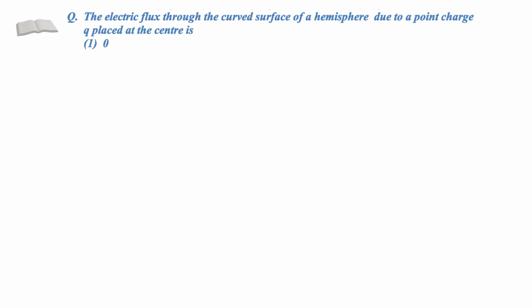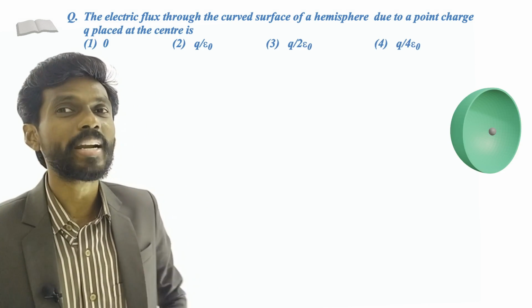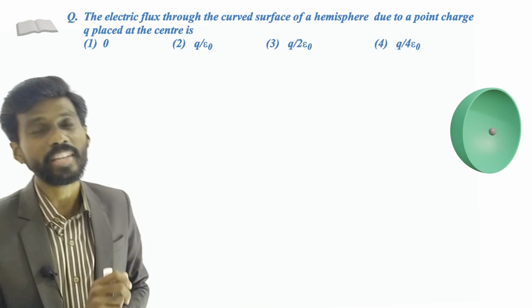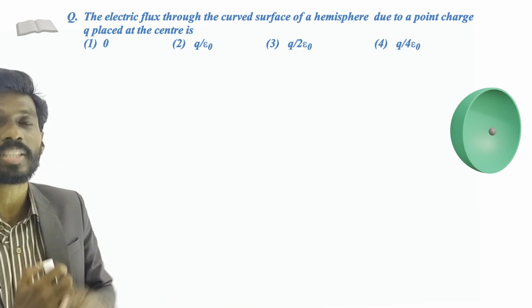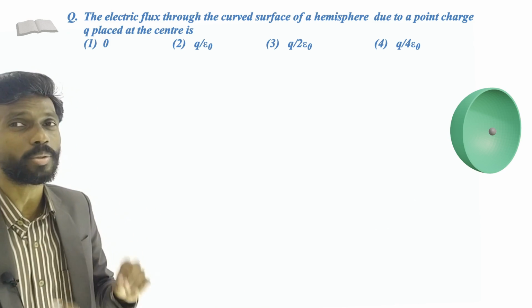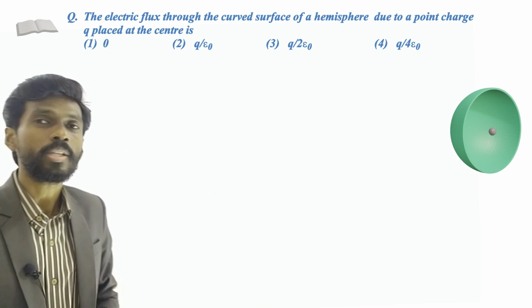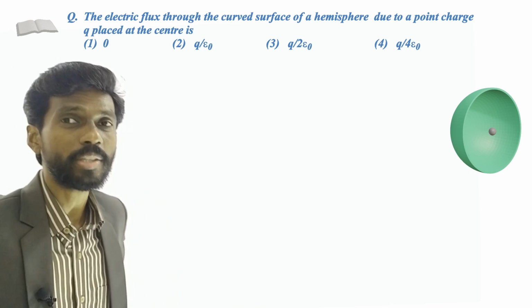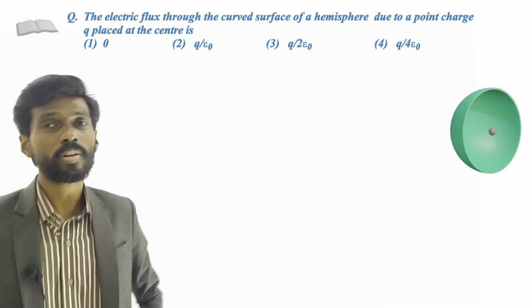The electric flux through the curved surface of a hemisphere due to a point charge q placed at the center is, here also we have a hemisphere, but unlike the last question, here the electric field is not uniform. The electric field lines are not parallel to each other like in the last question. So here we have electric field due to a point charge Q placed at the center of the hemisphere, due to which we have electric flux through the surface, and that's what we need to find.